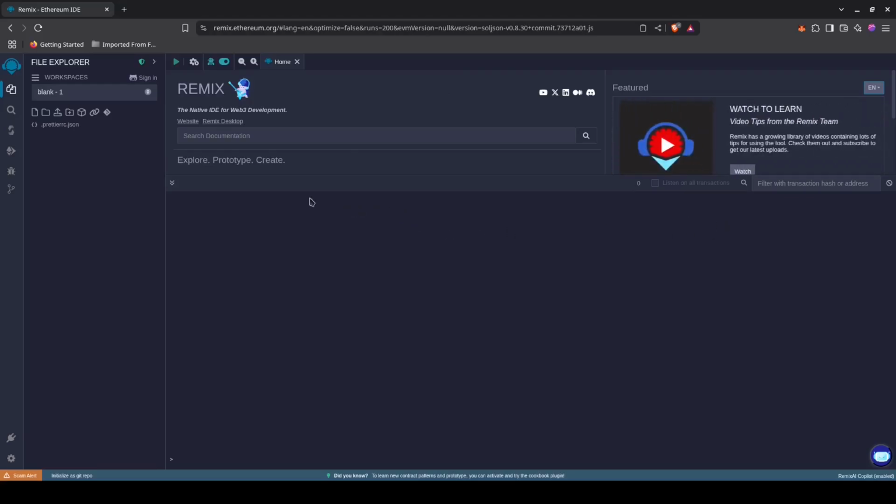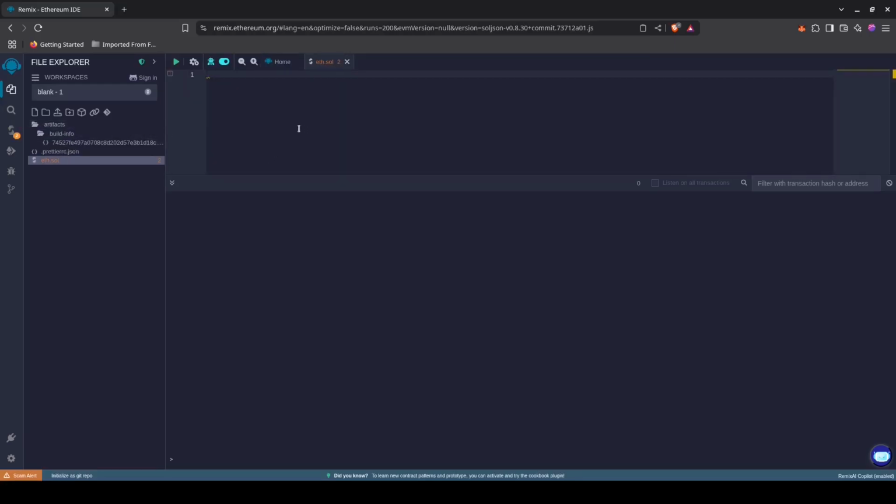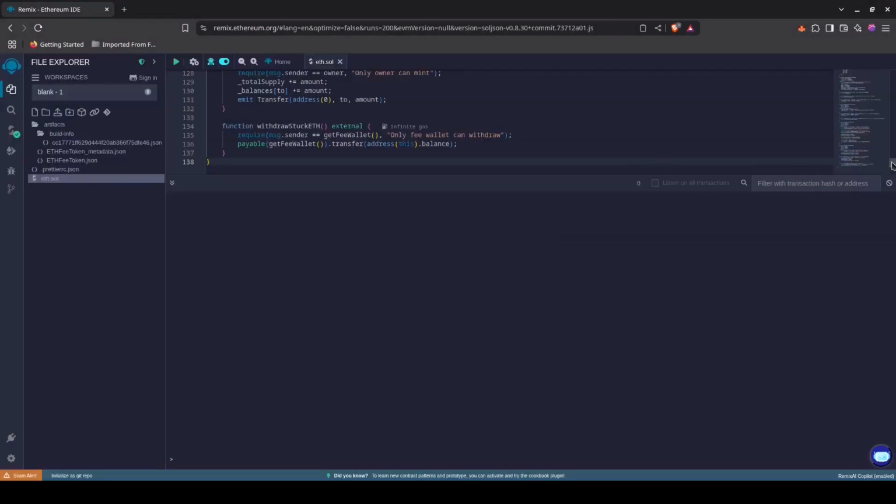Step 2. Fabricate your token file, the very foundation of your domain. Forge a fresh file and christen it something potent like, quote, mytoken.sol. That .sol nomenclature is your golden ticket to the crypto realm.